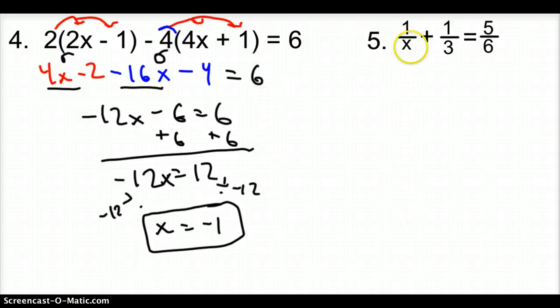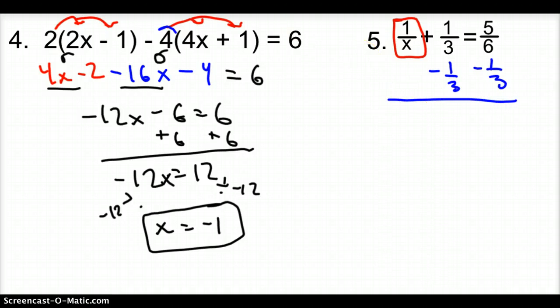Now it's a little bit different. Now x is on the bottom of a fraction. Well, that's all right. We're still going to get this guy all by itself. And how do we do that? Well, the very first thing that we have to do is get that 1/3 out of there, because we want that variable by itself. So now we subtract by 1/3, and I bring down 1 over x, and that's going to equal 1/2.